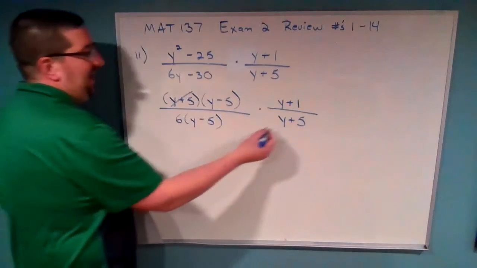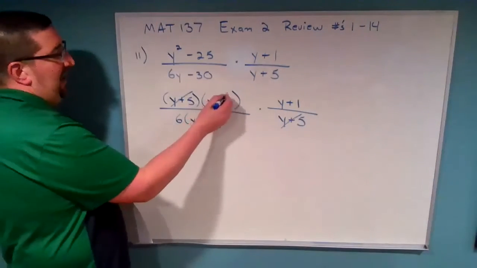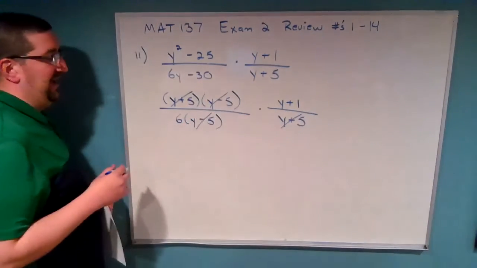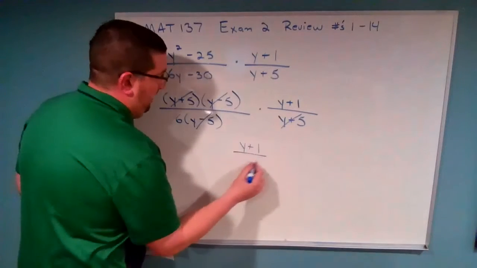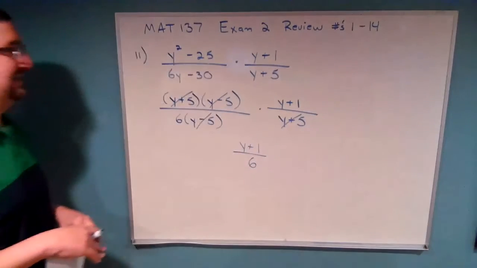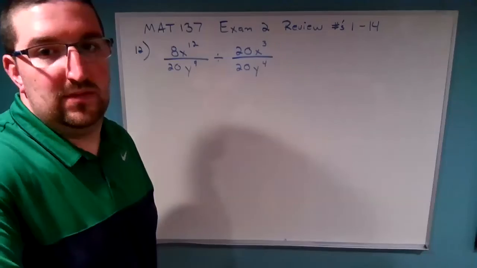I have a y plus 5 and a y plus 5, one in the numerator, one in the denominator, and a y minus 5 and a y minus 5. What am I left with? Y plus 1 over 6. Right.